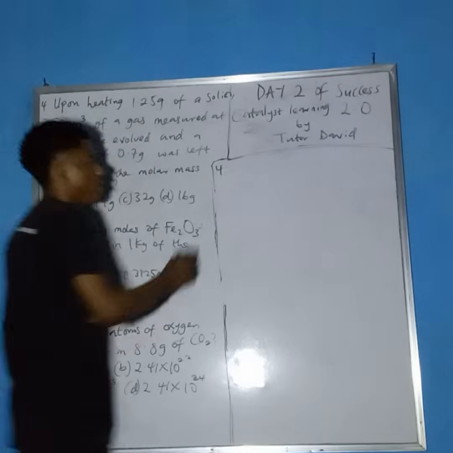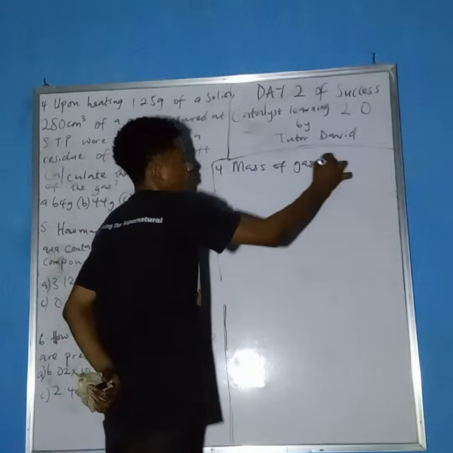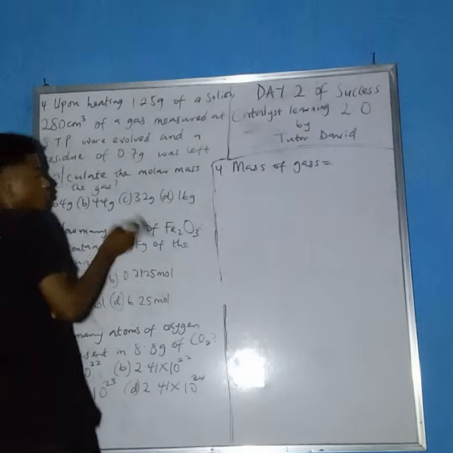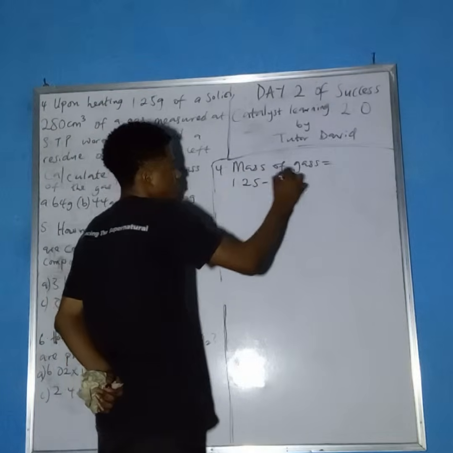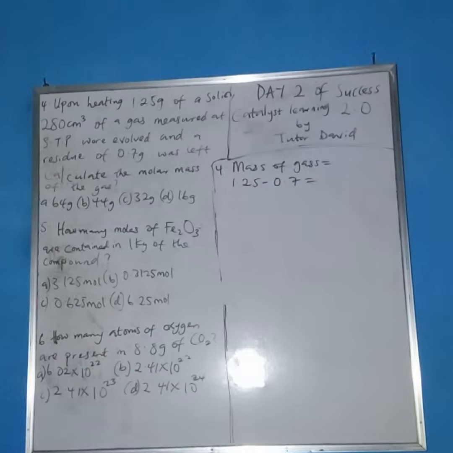Very easy. All right. So to find the mass of our gas, mass of gas now equals what? You subtract 0.7 gram away from 1.25 grams. So mass of the gas now is 1.25 minus 0.7. Right? Which will give us what? 1.25 minus 0.7.